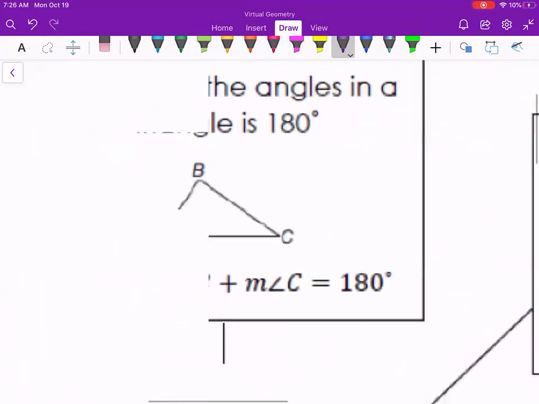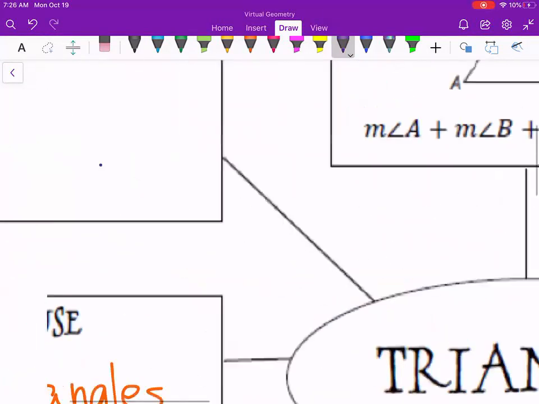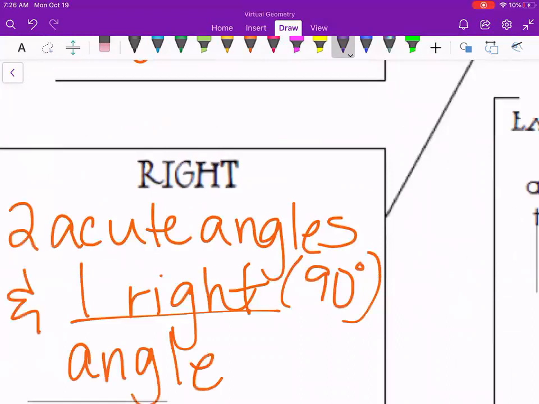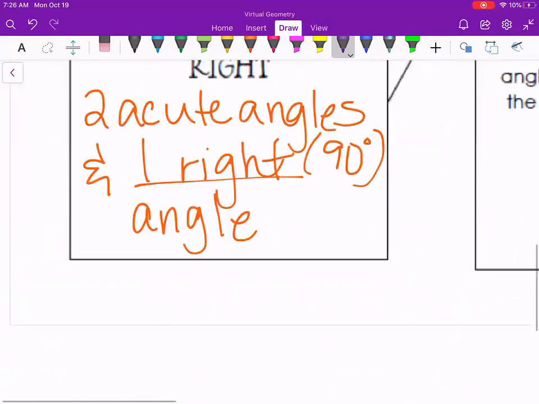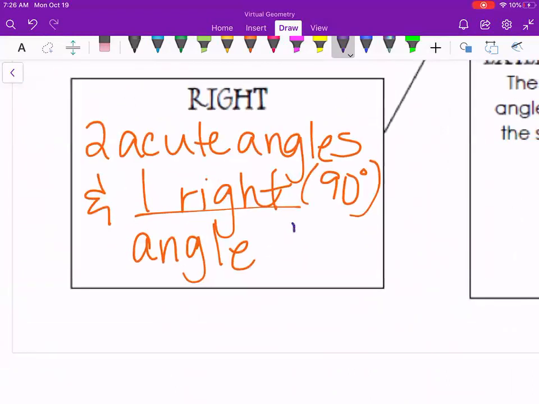Now, moving right along, when we go to our angles, again, for a right triangle, there has to be an angle in that triangle that has exactly 90 degrees. So it could have the actual number 90, or it could have the right angle box.